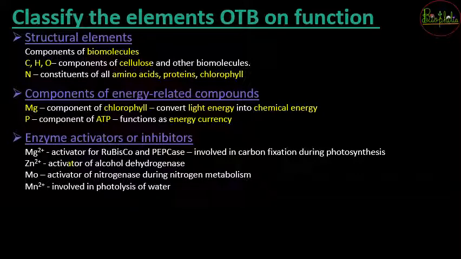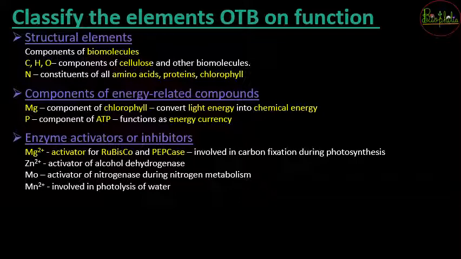So in the presence of these particular elements, the enzymes can be activated, otherwise they can be inhibited. So अगर enzyme activators or inhibitors की बात हो, so the first example you can remember is that of magnesium ions. So magnesium ions are going to act as activators for two enzymes, that is Rubisco and PEPase.